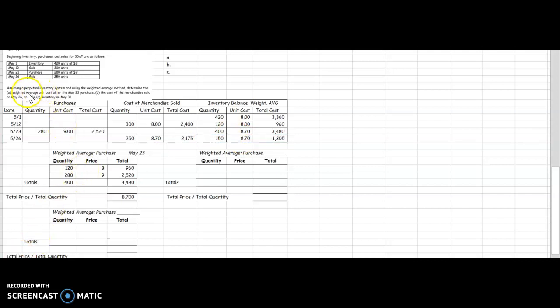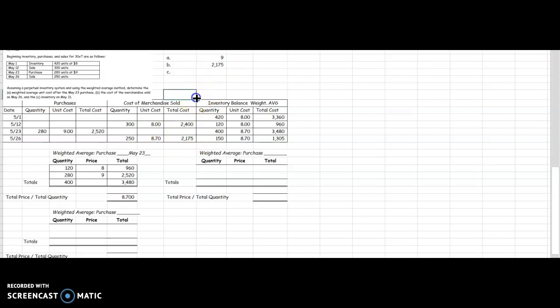Okay, so let's answer the questions. The first question said, assuming a perpetual inventory system and using the weighted average method, determine the weighted average unit cost after the May 23rd purchase. After the May 23rd purchase, we determined that the weighted average unit cost would be $8.70. And then for B, the cost of merchandise sold on May the 26th, we got $2,175.